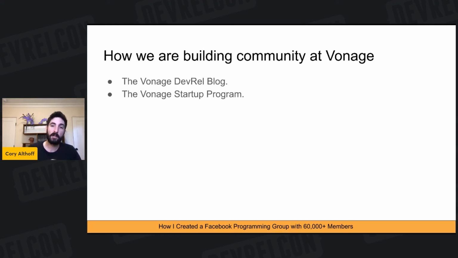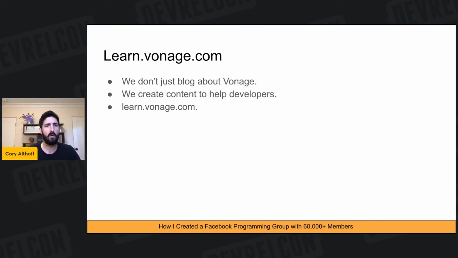So here at Vonage, we're building community a couple different ways. We have our Vonage DevRel blog at learn.vonage.com, and we also have the Vonage Startup Program. We have a bunch of other initiatives, but these are the two that I want to highlight today. And so learn.vonage.com is really great. We don't just blog about Vonage. That's one of the ways that we are adhering to these principles. We create content that helps developers. So anything that we think is helpful to programmers, we will write that content. So again, if you want to check that out, you can go to learn.vonage.com.